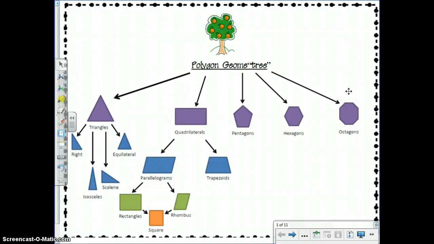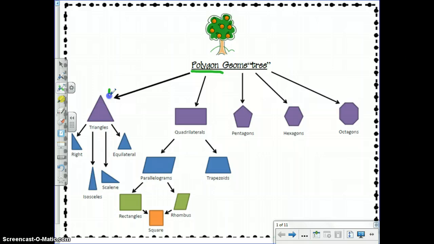Alright, so we've been looking at what we call polygons and talking about how polygons are closed figures that are made up of line segments. And we talked about how polygons are named based off of the number of sides and angles they have.